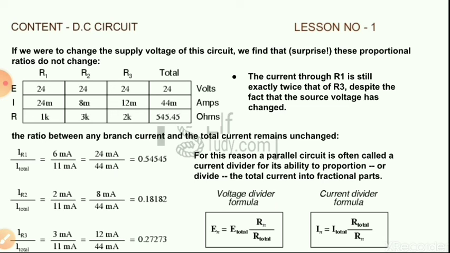And for the current dividing formula, I total is the total current, R total is the total amount of resistance, Rn is the nth resistor's value, and In is the current flowing through this resistor. It means for the nth resistance, how much current will be flowing through it. That formula can be used for finding that.